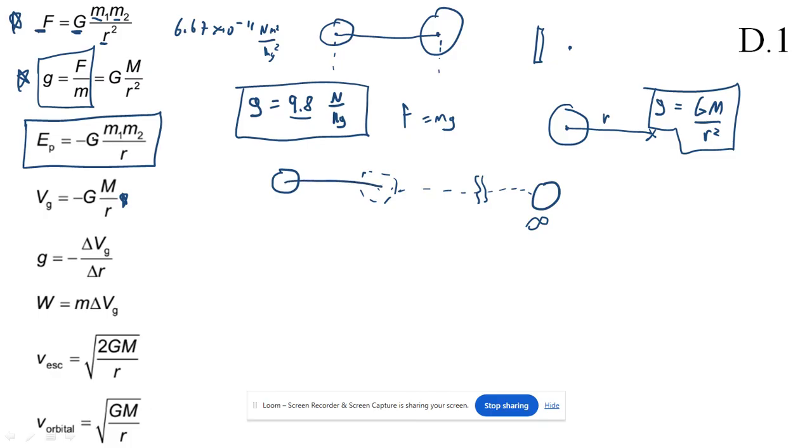This is how much energy you have. And of course, notice it's negative, because it's really the energy you would have to put in to move this other mass, or both masses, it doesn't matter, so that they're infinitely far away. So the gravitational potentials are all negative.